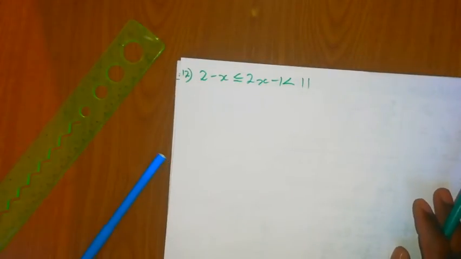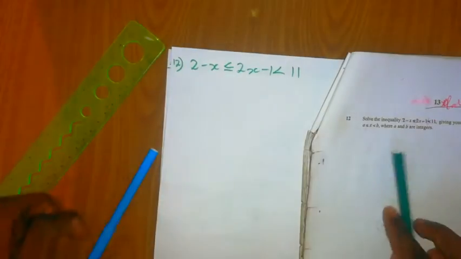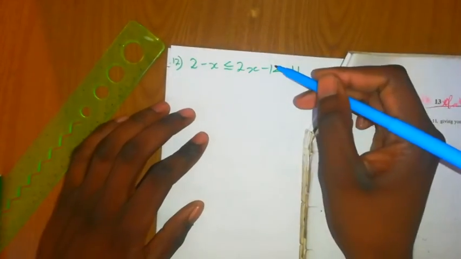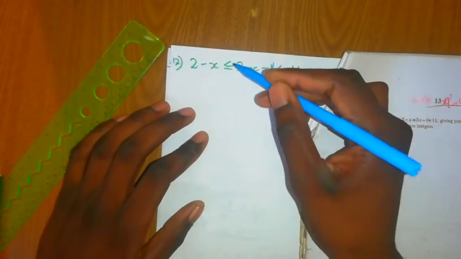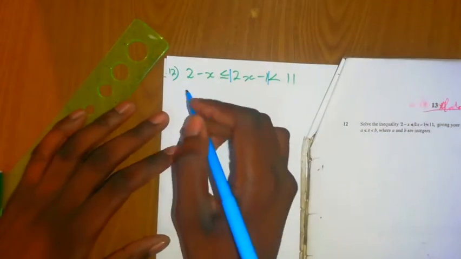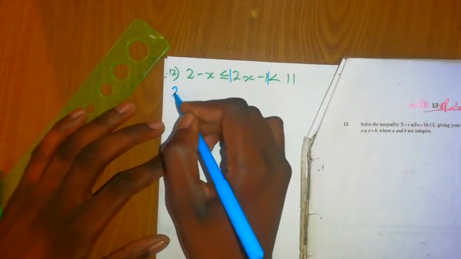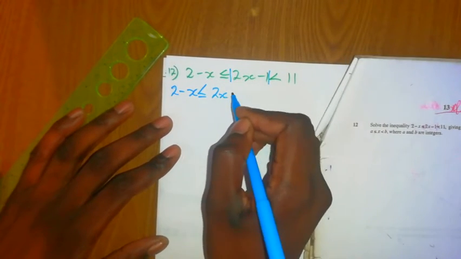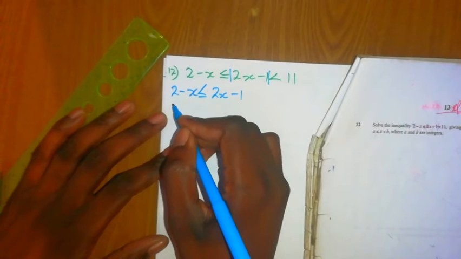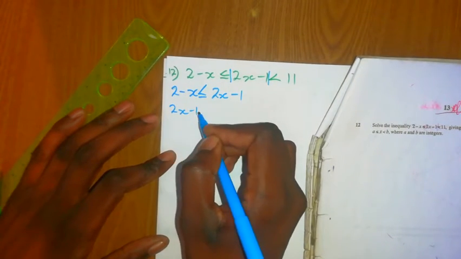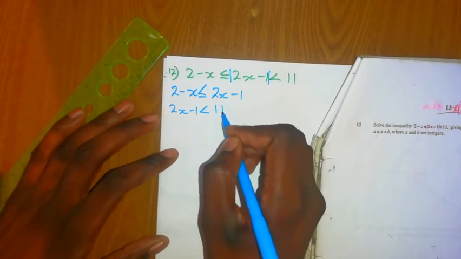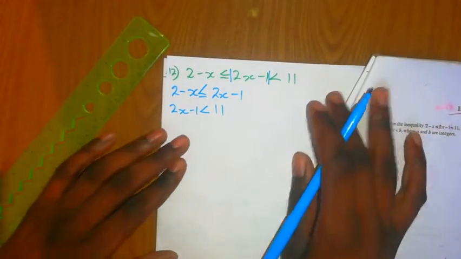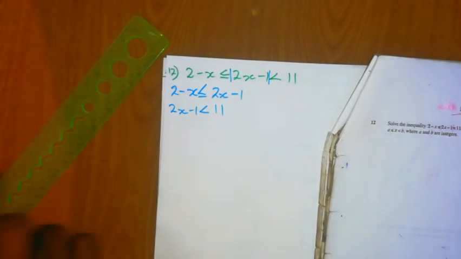As we solve our question, as I said, where do we split our inequality? In between there. You're supposed to know how to split an inequality. In this case, I'm going to say 2 minus x is less than or equal to 2x minus 1. Then the second is 2x minus 1 is less than 11. Then you solve these inequalities one by one.